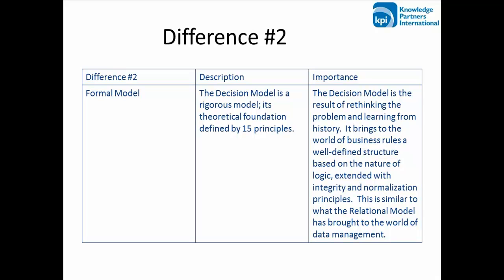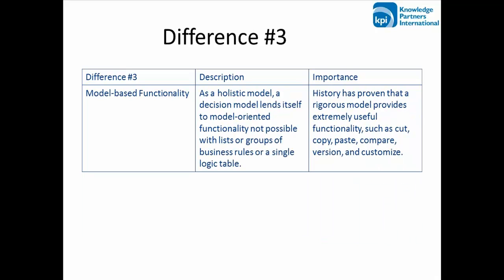And why is this important in the third column? Because it gives a well-defined structure of the business rules and logic along with integrity principles, which is exactly what the relational model brought to the field of data management. And the relational model, in that way, took data management out of the dark ages and into the information age. And we believe the decision model is going to do the same thing in the business rule space, take us out of the business rule age and into the decision management age.